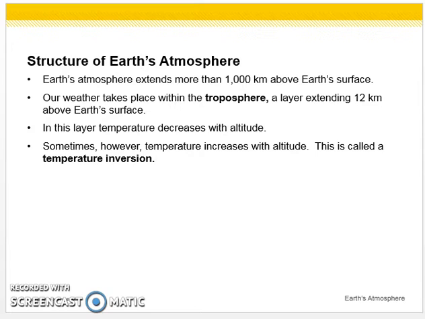Earth's atmosphere extends more than 1,000 kilometers above Earth's surface. Our weather takes place within the troposphere, a layer extending 12 kilometers above Earth's surface. In this layer, temperature decreases with altitude. Sometimes temperature increases with altitude. This is called a temperature inversion.